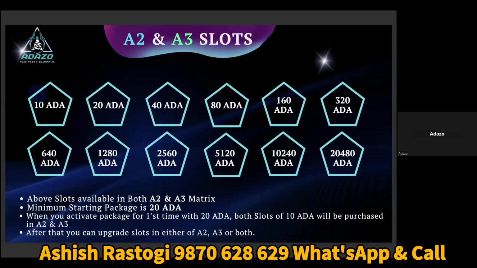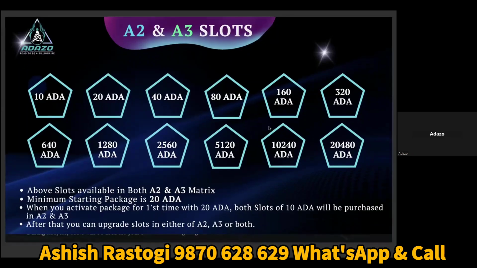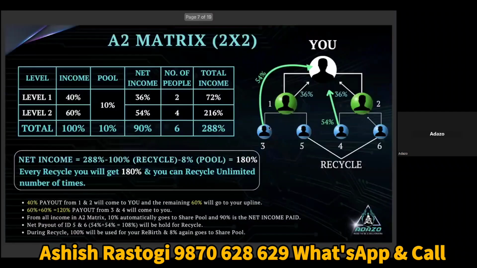After this 10 ADA slot, it's our choice. We can buy 20, 40, 80 up to 20,480, either first in A2 or in A3, or in both. Whatever way you wish, it's totally in our control. There is no fixed compulsion that you have to buy A2 or A3 or anything like that. It is totally on us. We can play the way we wish.